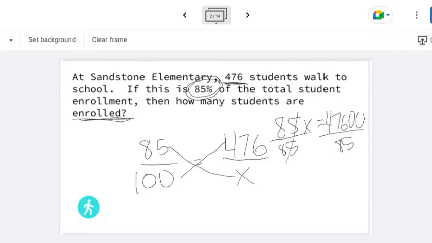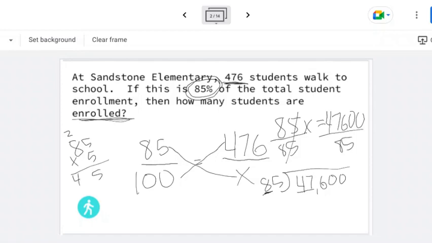So we do 47,600 divided by 85. Now that looks like a really terrible division problem, but again, just use our trick. We look at the first one with the first two. How many times would 8 go into 47? Well, 8 times 5 is 40. 8 times 6 is 48, so that would be too much. So let's do 85 times 5. 5 times 5 is 25. 5 times 8 is 40, plus 2 more would be 42. So it's going to go in 5 times, which is 425.